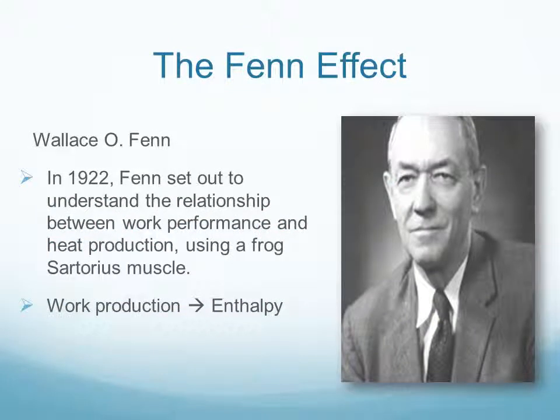One of the scientists who pioneered the earlier experiments on this concept was Wallace O. Fenn. In 1922, Fenn set out to find the relationship between work performance and heat production using a frog's sartorius muscle as a model system. Though Fenn's experiments didn't draw any definitive conclusion about the relationship between the heat production and the muscular contraction, he led us into further investigation as we discover more about the mechanism of contraction.